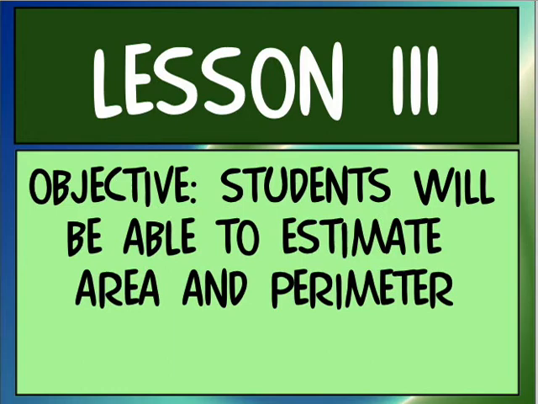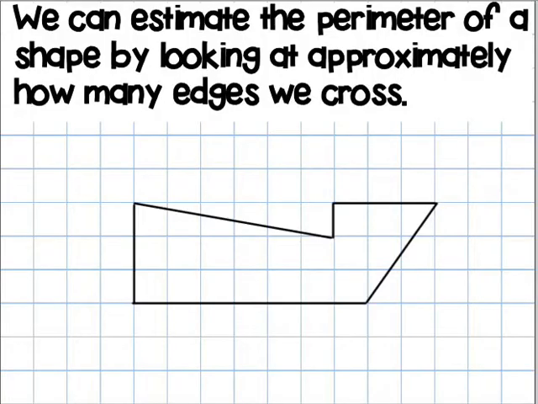Welcome to lesson 111. Today we are going to be estimating the area and perimeter of shapes. So, when we look at a weird shape like this, we don't exactly know how much the area or the perimeter is. We're going to have to estimate a little bit, which means that we're going to have to make some good guesses.